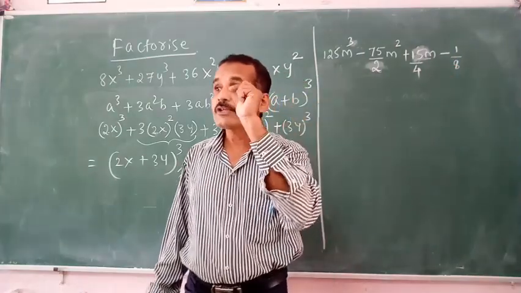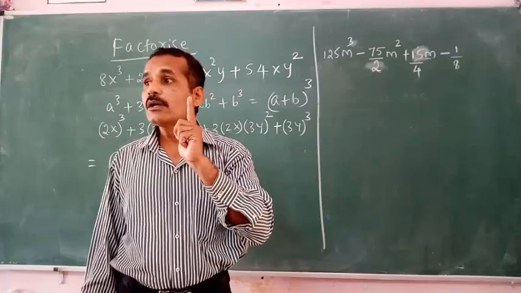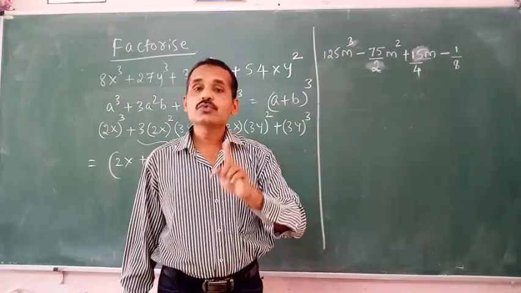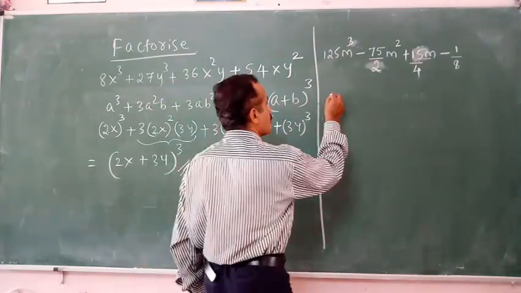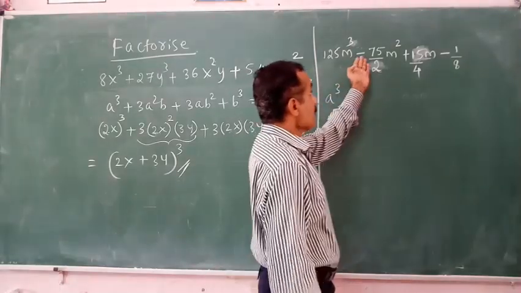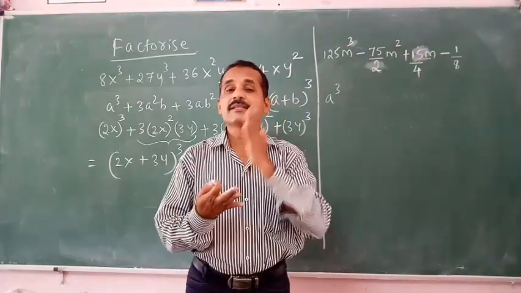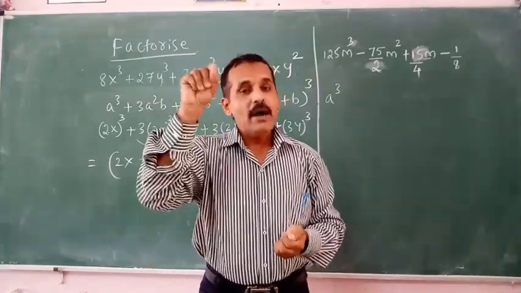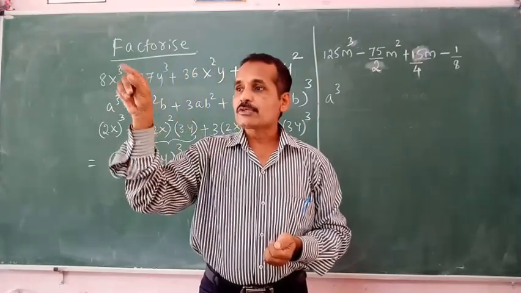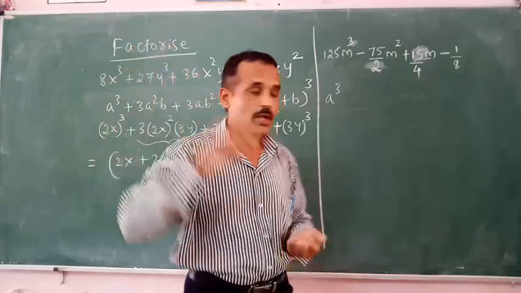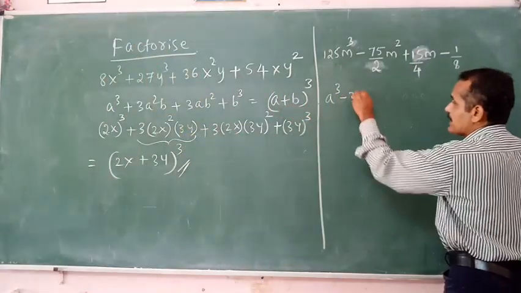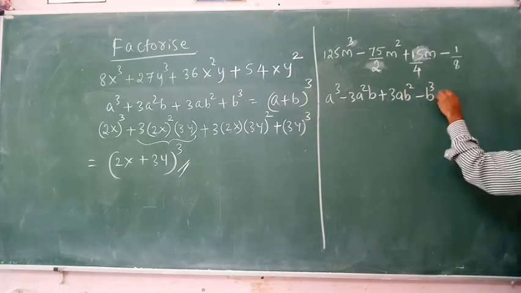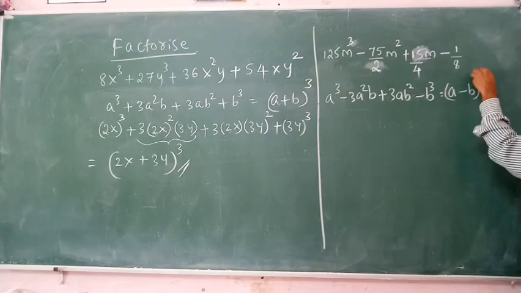1 by 8, it is 1 by 2 the whole cube. Let me write the formula. A cube. Since minus and plus are there, definitely this is the formula of a minus b the whole cube, because we know that a minus b the whole cube is equal to a cube minus 3a square b plus 3ab square minus b cube. So I will write a cube minus 3a square b plus 3ab square minus b cube is equal to a minus b the whole cube.